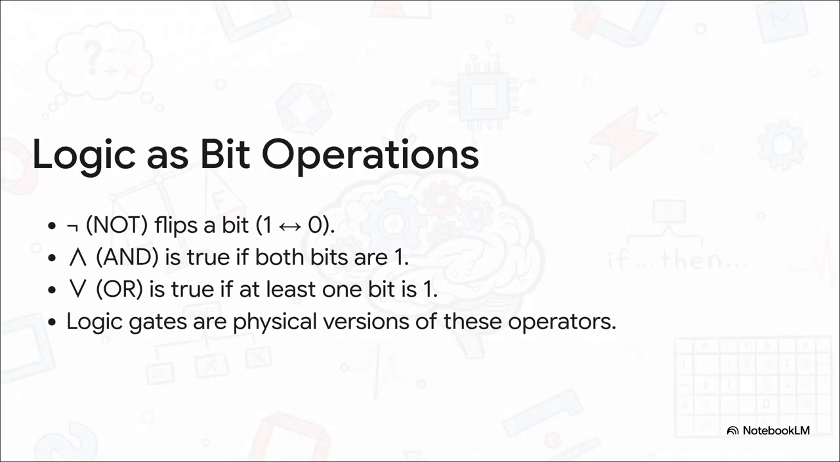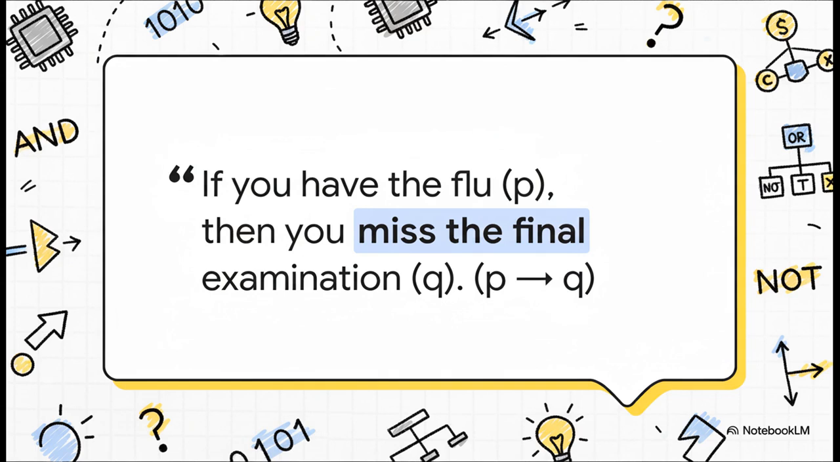That's the secret. And this means that every single logical tool we just talked about has a direct counterpart in your computer. Not flips a bit from a 1 to a 0, and checks if 2 bits are both 1. You know, when you search for cheap and good restaurants, you're literally using a logical conjunction. The tiny little logic gates etched into a computer chip are just physical versions of these exact same rules. So when a programmer writes a piece of code with an if-then statement, like if you have the flu, then you miss the final exam, what they are really doing is building that same conditional proposition we just mapped out. This is how software makes every single decision, from a simple app to the most complex AI.